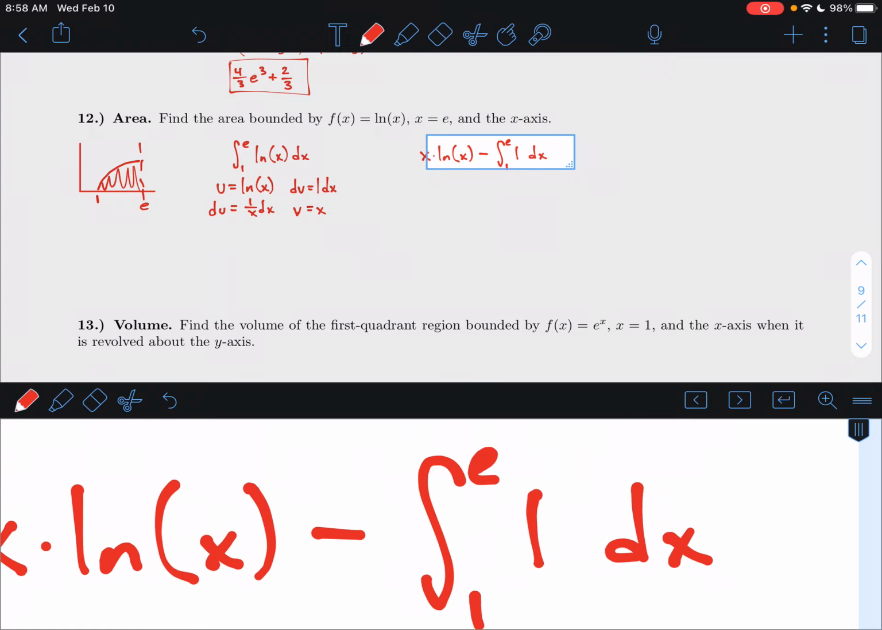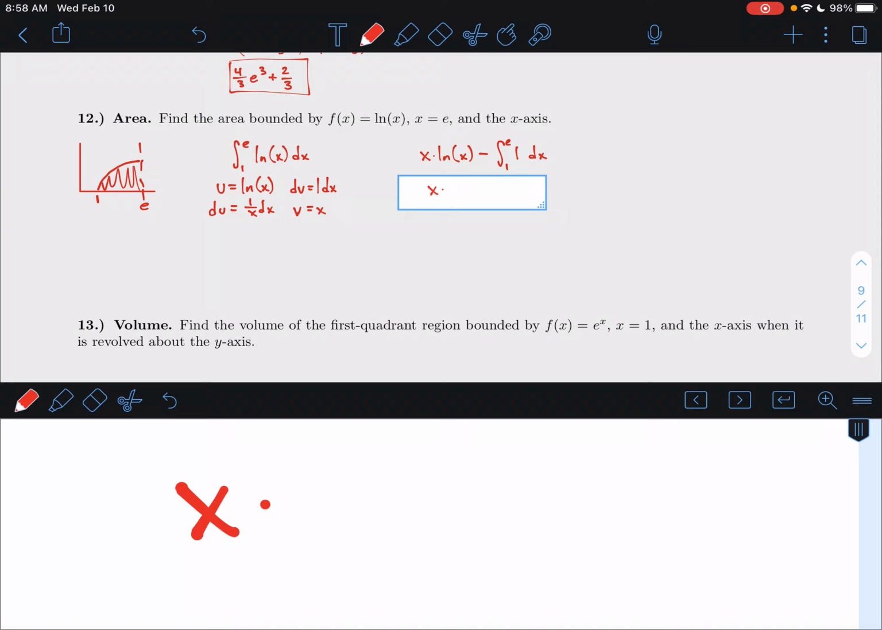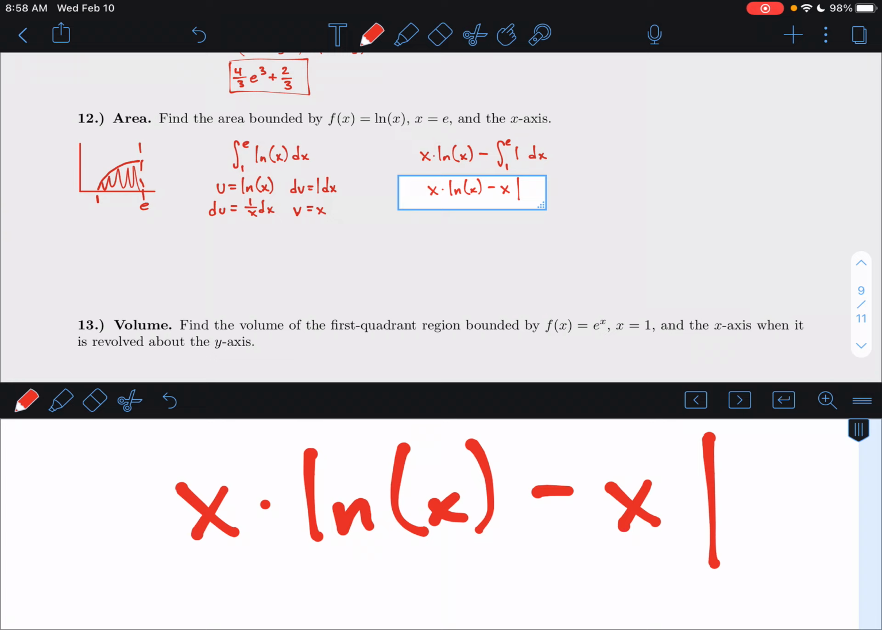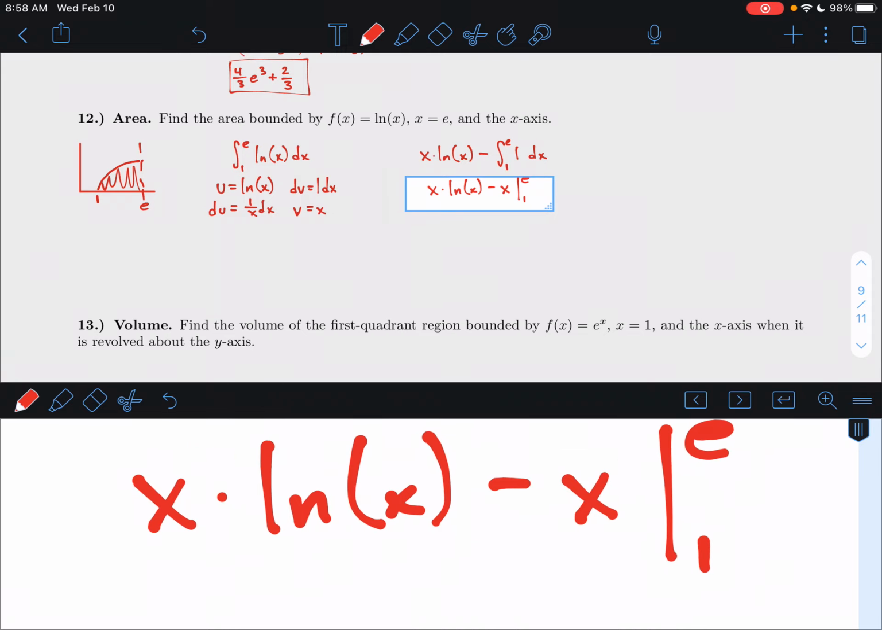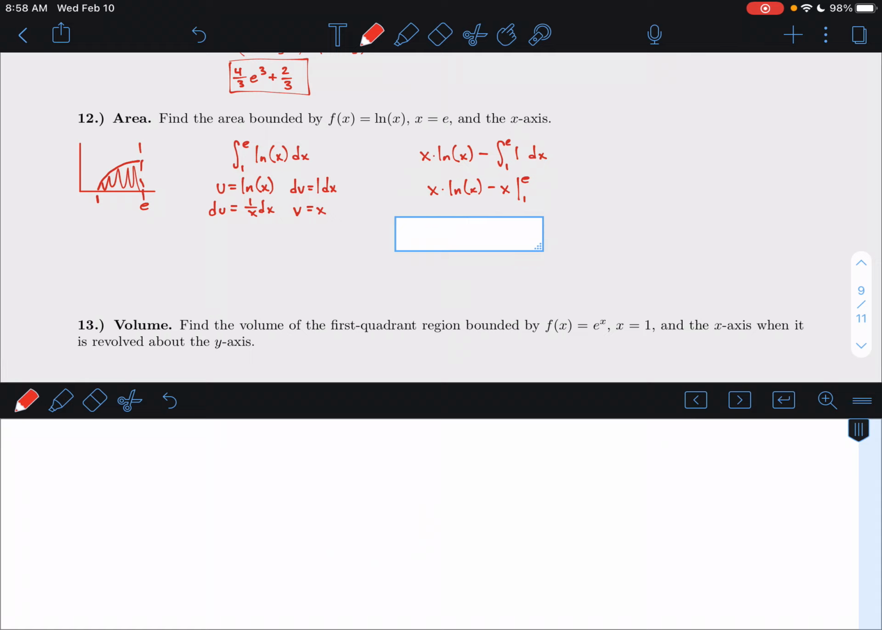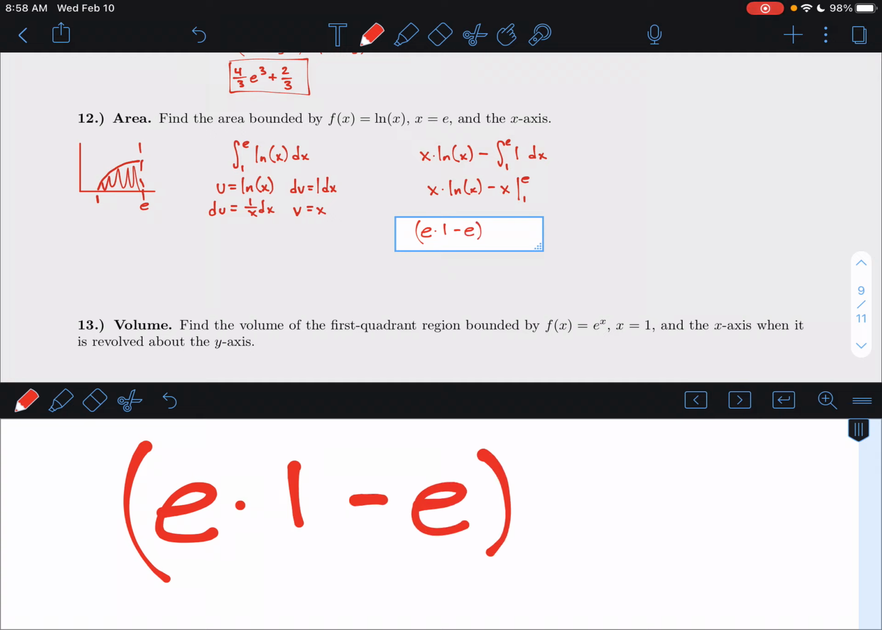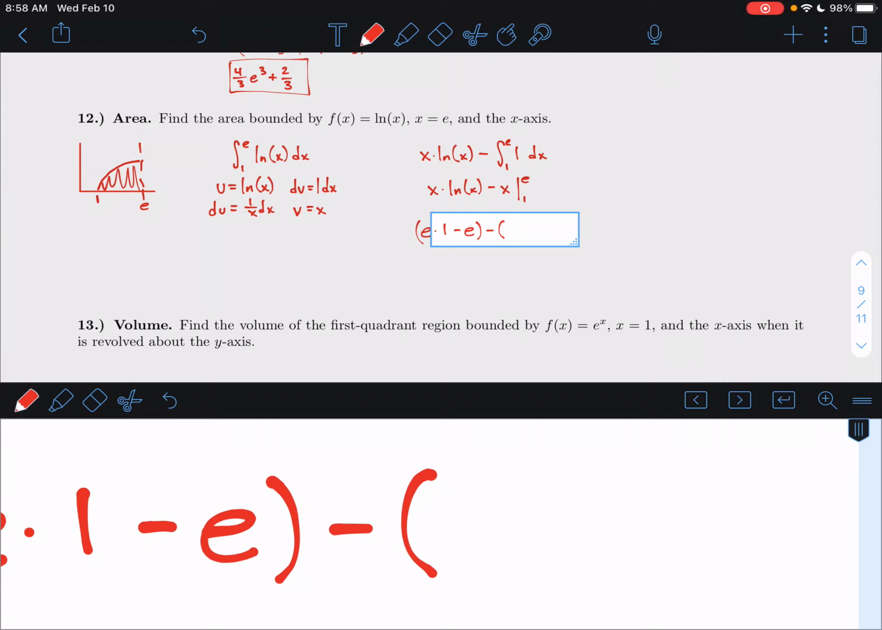And the integral of 1 is x. So I'm going to have x times the natural log of x minus x, and I'm evaluating this from 1 to e. So when I plug in e, I have e times 1, because the natural log of e is 1, minus e, minus 1 times natural log of 1, which is 0. So 1 times 0, minus 1.